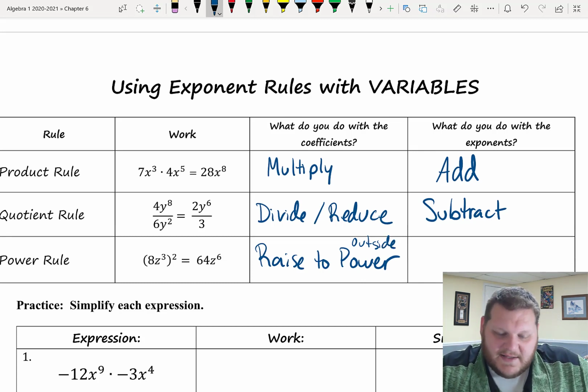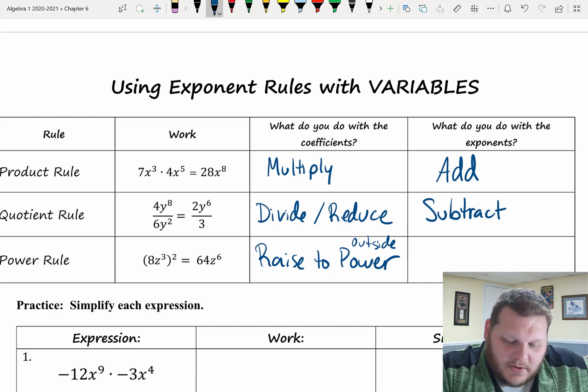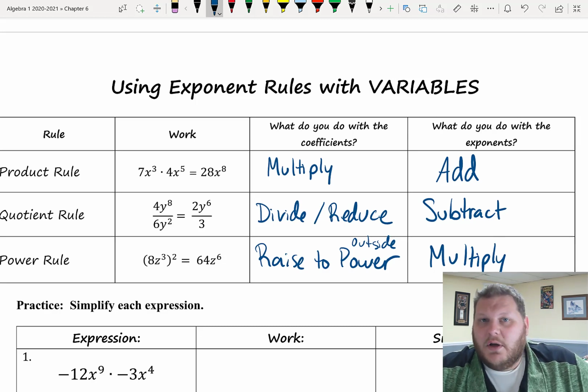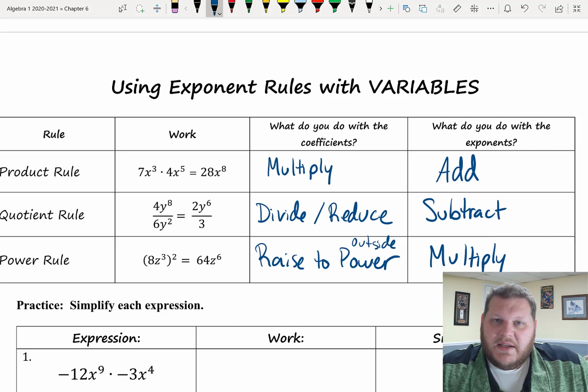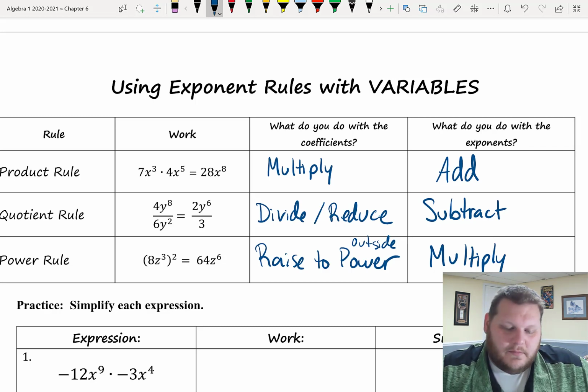8 squared gives us that 64. And then for our exponents, we are going to go ahead and multiply our exponents. So z to the third power squared, 3 times 2 being 6. That's how we get z to the sixth power.